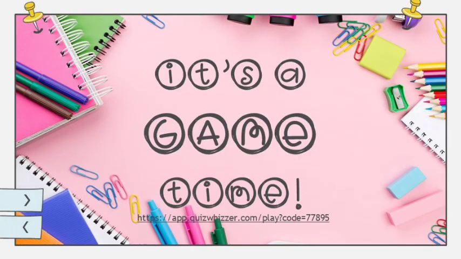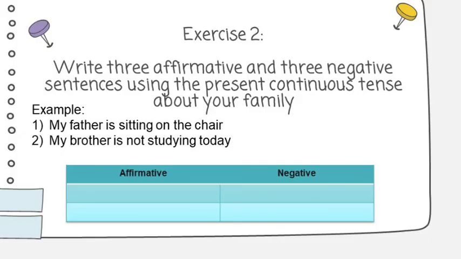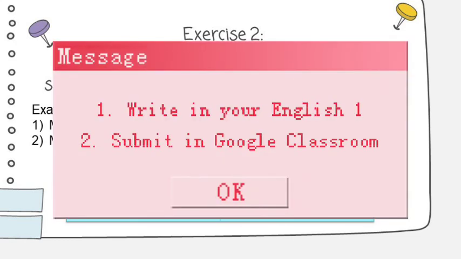Alright, now it's game time. I will drop the link in our Telegram group and in the description below, so that you can answer the questions that I have prepared. Meanwhile, this is your second exercise. You need to write 3 affirmative and 3 negative sentences by using the present continuous tense about your family. I want you to do it in your English book. When you have done, please send it in our Google Classroom.